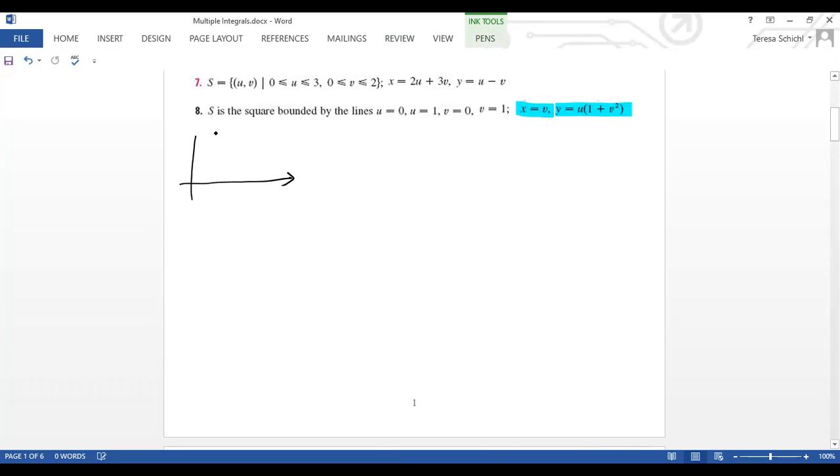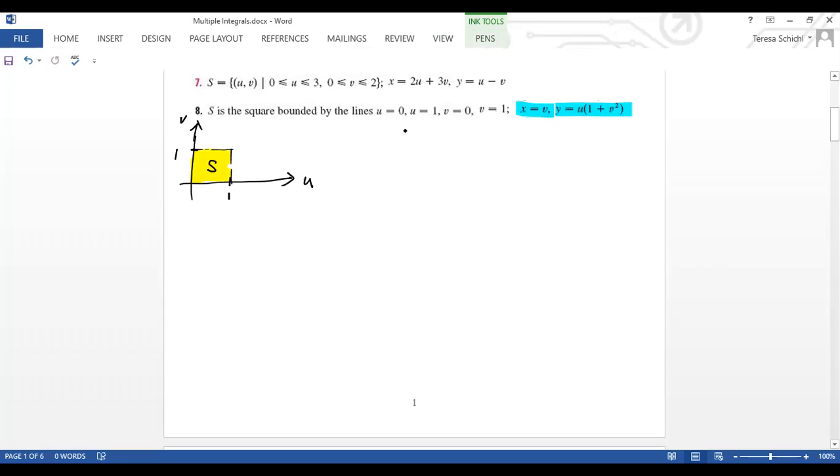First, this is my uv plane. Let's say this is a square bounded by the lines u equals 0, u equals 1, v equals 0, v equals 1. So this area here is my S area. It's a nice square area.